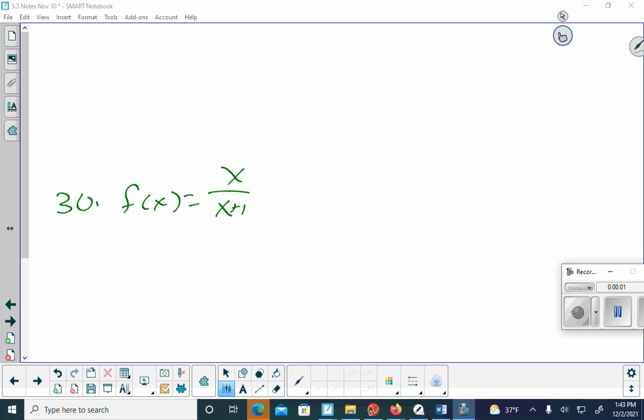x over x plus 1, and it's asking you to find the critical numbers. So let's take this piece by piece. To find the critical numbers, what would you do? Find the derivative.